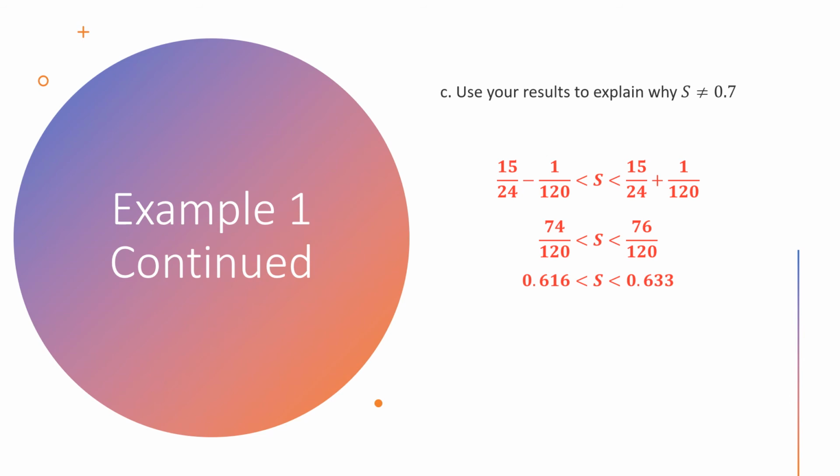Or S has to be between 0.616 and 0.633. All right, can S be 0.7? The answer is no, because 0.7 lies outside of those bounds for S. S has to be a number between 0.616 and 0.633. Since 0.7 is not, S cannot be 0.7.